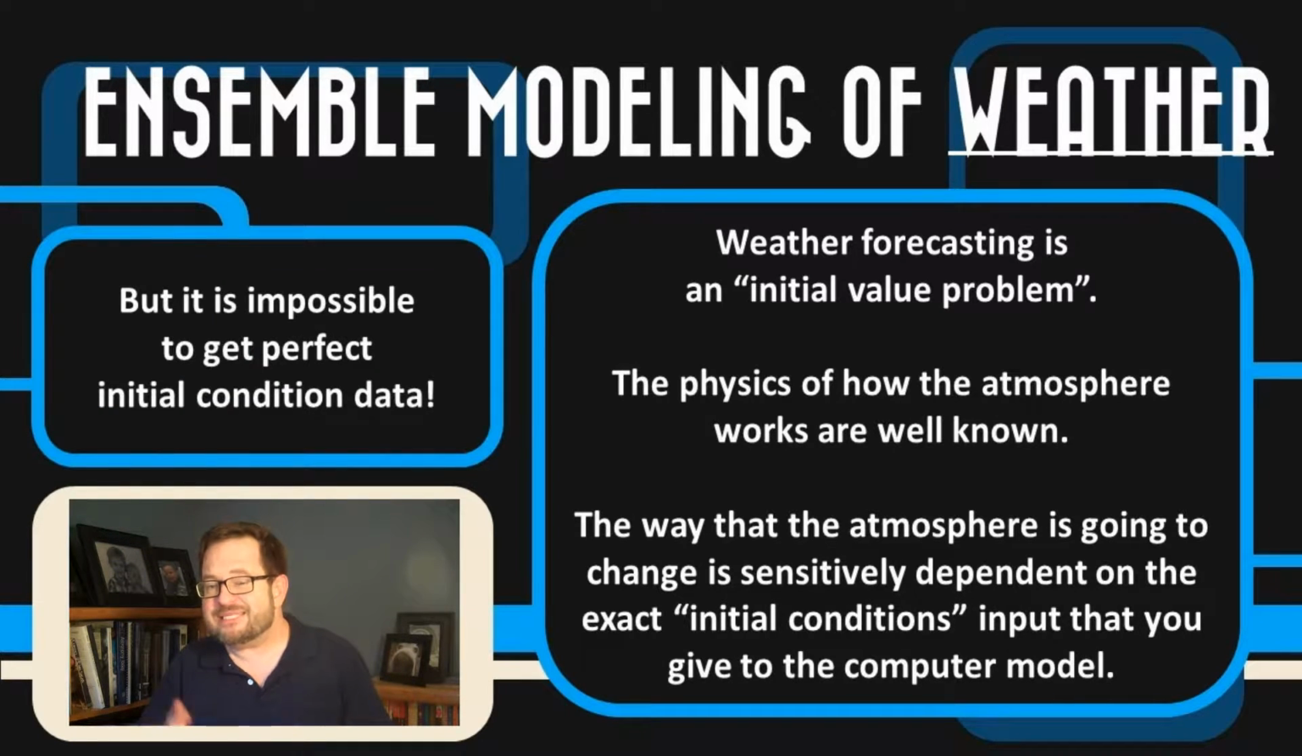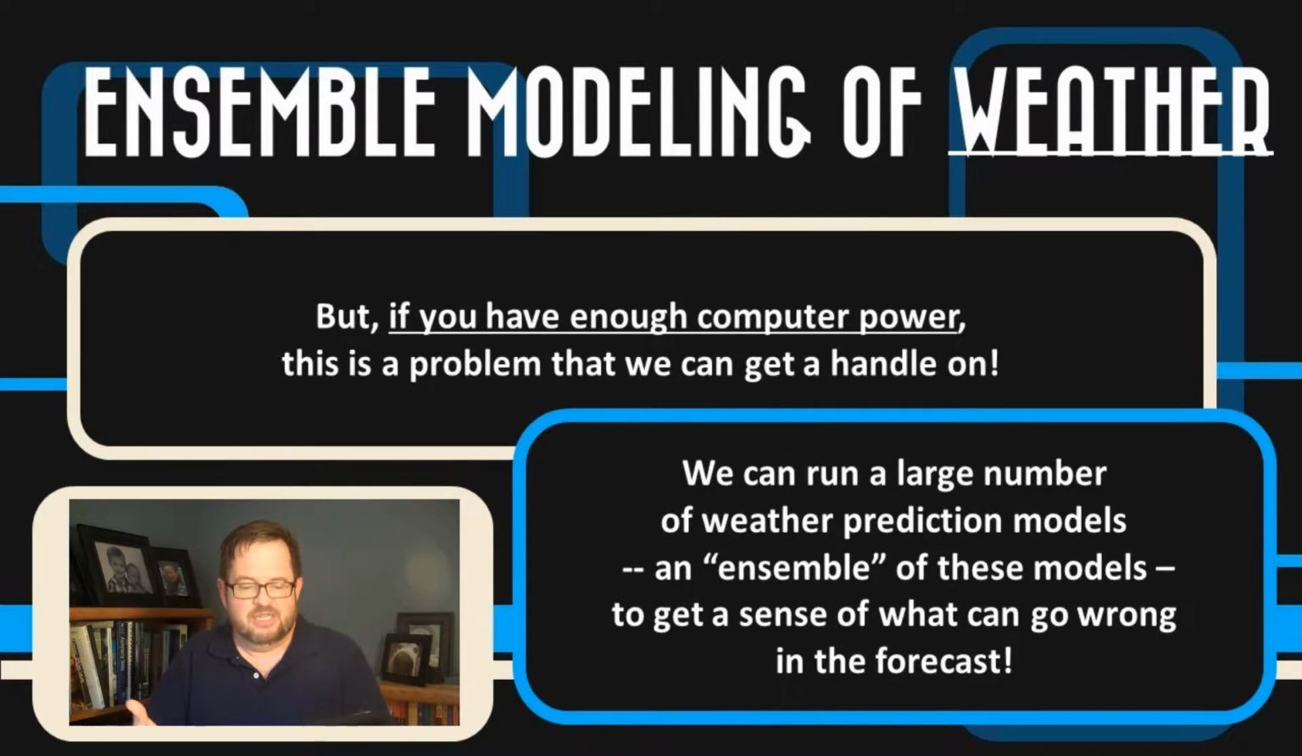But the truth of the matter is it's impossible to get perfect initial conditions. We don't even know what perfect initial conditions we would want, what those would even look like. But that's okay. We know the range. We know the initial conditions need to look pretty much like the real world. If you have enough computer power, let's try to get a handle on the range that we need. We can run a large number of numerical weather prediction models, an ensemble of these models, to get a sense of what's going to happen and what can go wrong in your forecast.